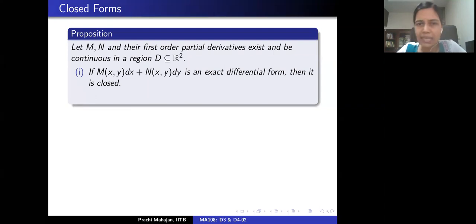So someone was just asking me, how on earth do I check that something is exact or not? So exact implies closed. If something is not closed, then it cannot be exact, right? And whether or not something is closed is very easy to check. Remember, when do we say M dx plus N dy is closed? If the partial of M with respect to y is the same as the partial of N with respect to x. Is this okay with everybody present here?